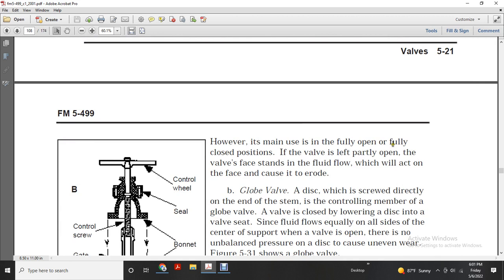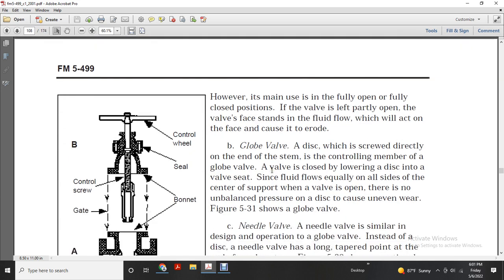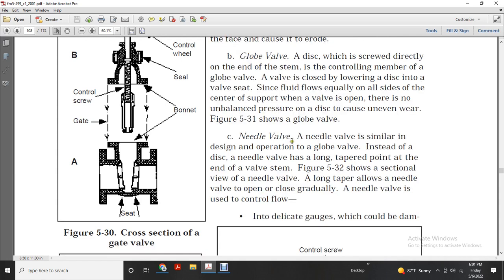Here is the main view for the fully open and fully closed valve, and the valve left partially open, with the valve face standing in the fluid flow. B, the globe valve, with the disc screwed directly onto the end of the stem of the control member. The globe valve is closed by lowering the disc into the valve. C, with the flow equal on all sides of the stem, with support when the valve is open. There is no unbalanced pressure on the disc, which avoids uneven wear. Figure 531 shows the globe valve.